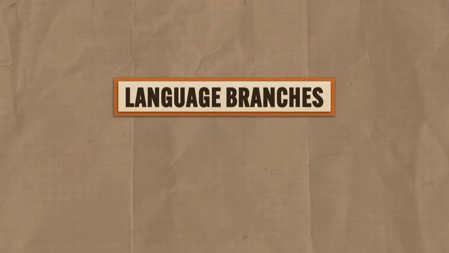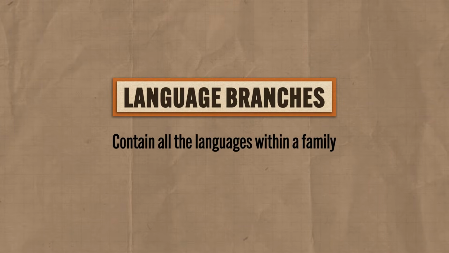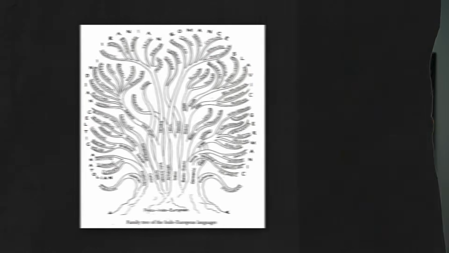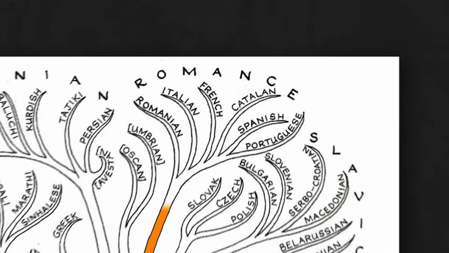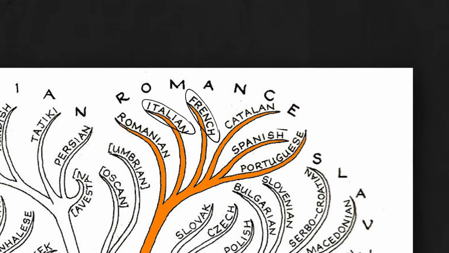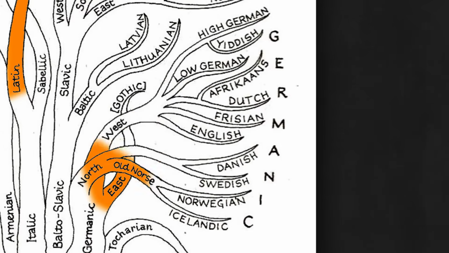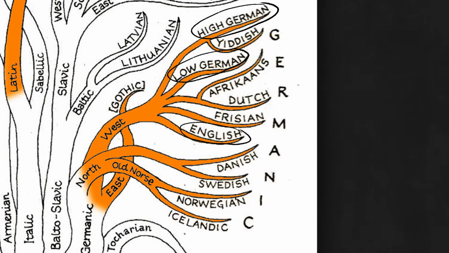But then we have language branches, which contain all the languages within a family. Now, each of these languages has similar grammar and syntax, but the speakers cannot understand languages from the other branches. So here within the Indo-European family, we have the Romance branch, which includes French, Italian, Spanish, and Portuguese. But here we have the Germanic branch, which includes German, English, Dutch, and several Scandinavian languages. And here's what you need to understand. Language speakers in the same branch can understand quite a bit of each other's languages.